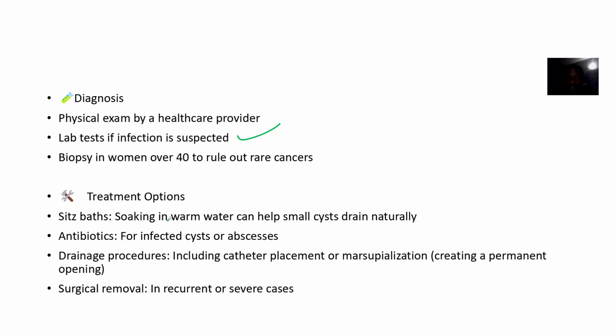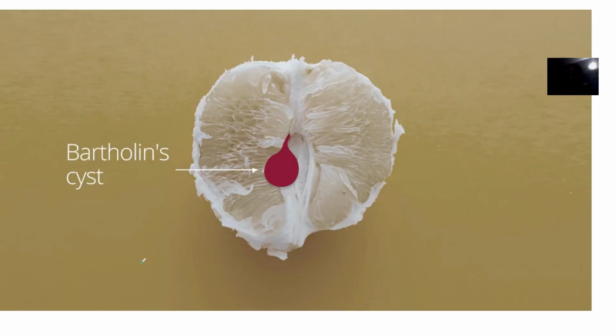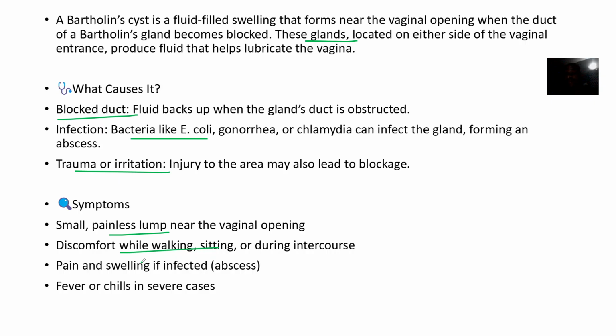So what are the treatment options? Sitz bath. She can sit in warm water to help the small cyst burst naturally. If you are dealing with an infection, you have to use antibiotics. Then if it is large, they have to drain it, and sometimes they have to do surgery to remove the cyst.